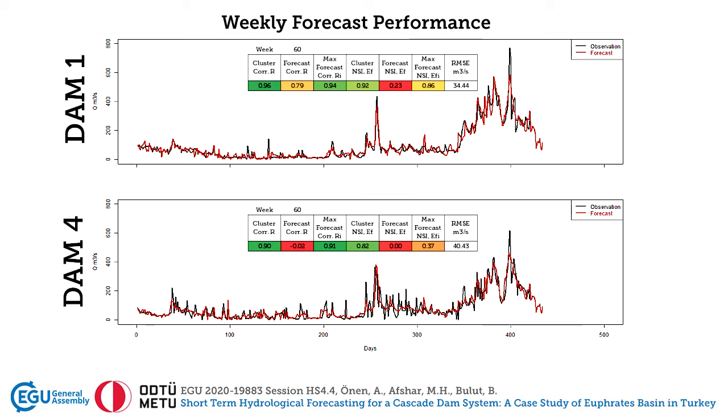For the 60 weeks of data, for dam 1, the clustered correlation is 0.96, the maximum weekly correlation performance is 0.94, the clustered Nash-Sutcliffe index is 0.92, and the maximum weekly Nash-Sutcliffe performance is 0.86. For dam number 4, the clustered correlation is 0.90, the maximum weekly correlation performance is 0.91, the clustered Nash-Sutcliffe index is 0.82, and the maximum weekly Nash-Sutcliffe index is 0.37.